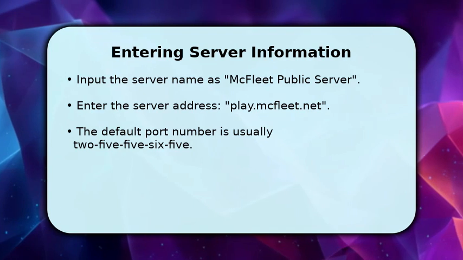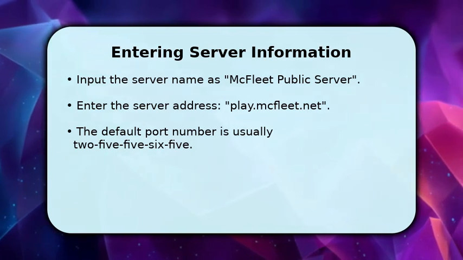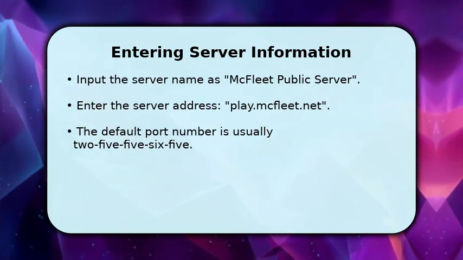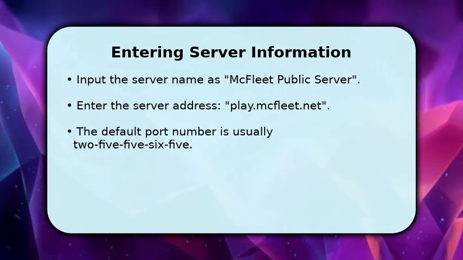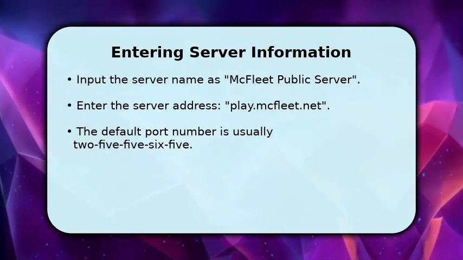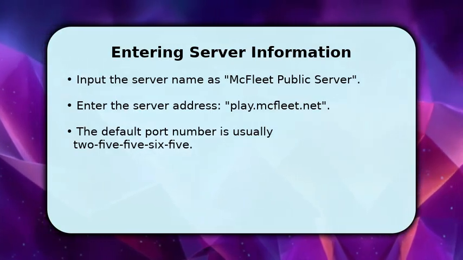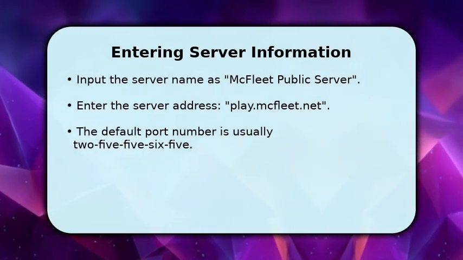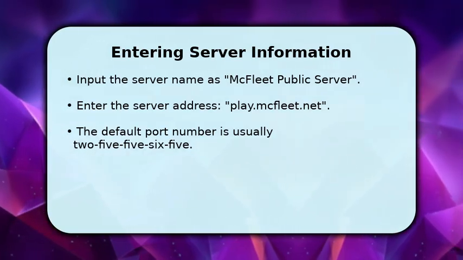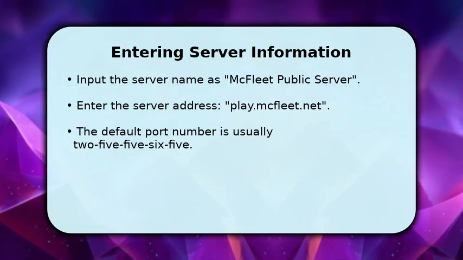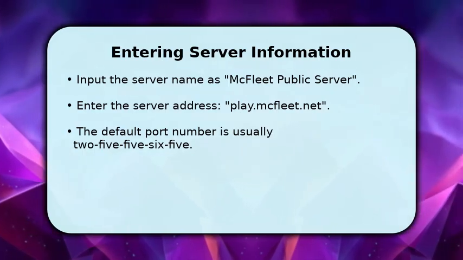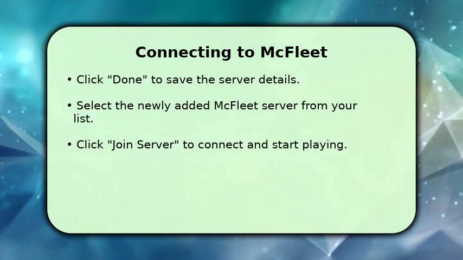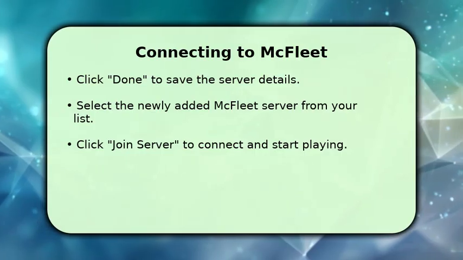Now you'll need to input the server details. For the server name, type McFleet Public Server to easily identify it later. The most crucial piece of information is the server address, which is play.mcfleet.net. Carefully type this address into the designated field. The default port number for Java Edition is usually 25565, so you typically won't need to change it. Double-check your entries for accuracy before proceeding. Once you have entered all the server information, click the Done button to save the McFleet server to your list.